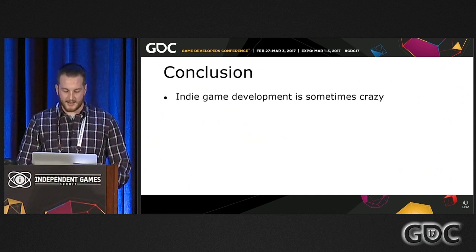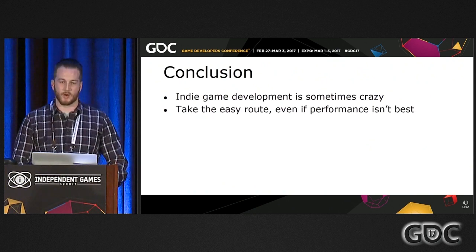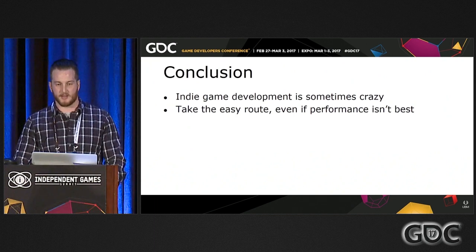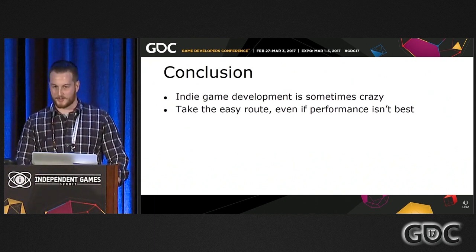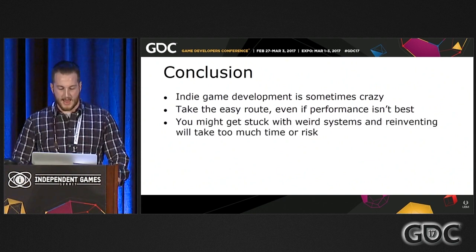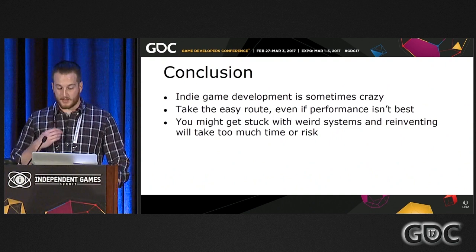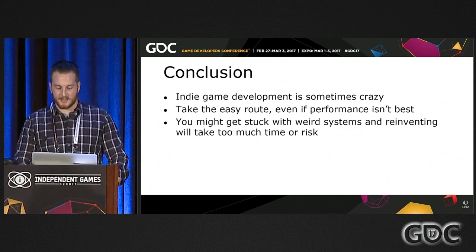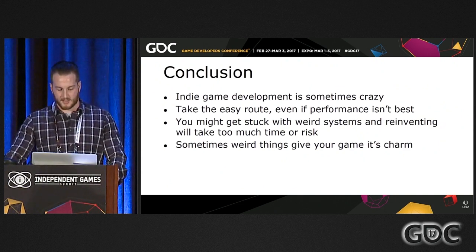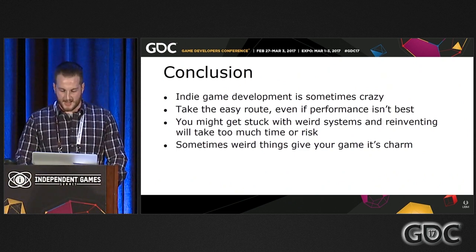In conclusion, indie game development is sometimes crazy, and a lot of the things that we talked about today weren't necessarily the fastest, most optimal way of creating something, but sometimes you take the easy route because you're small teams, you don't have the most time in the world, and you're just trying to do the best that you can. And lastly, with respect to the layering transform, sometimes you get stuck with weird systems, and sometimes reinventing it would take too much time or take too much risk. But sometimes these weird things give your game its charm, and I think Below is a pretty charming game.